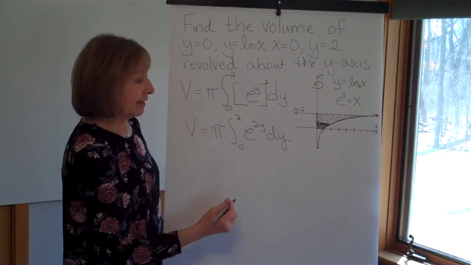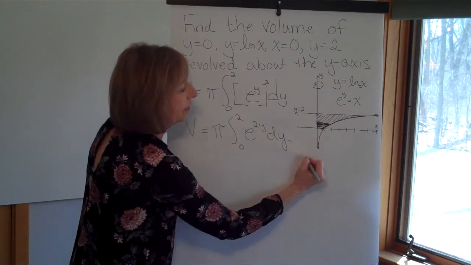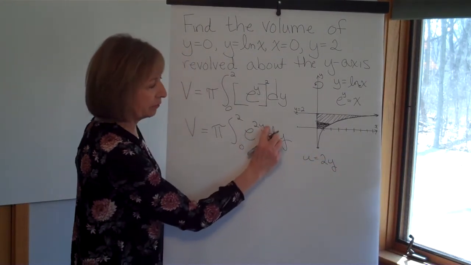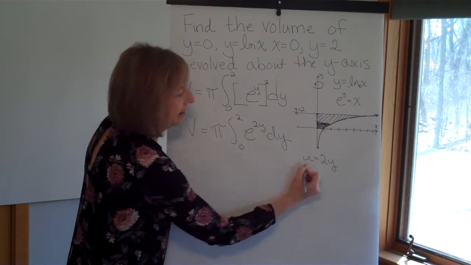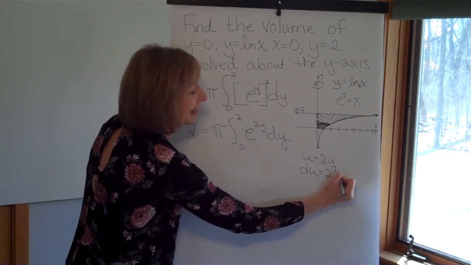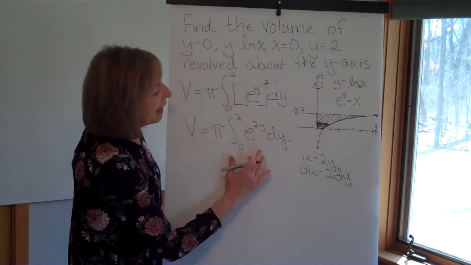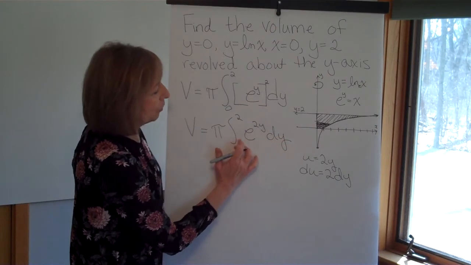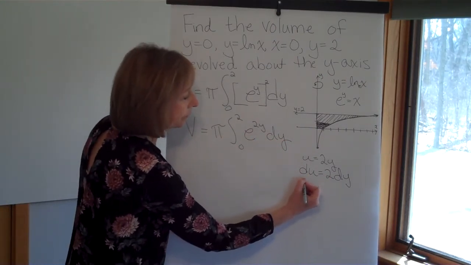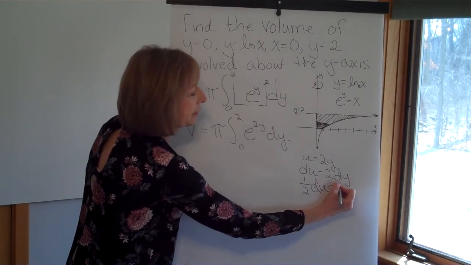Now to integrate this, I need to do a u substitution. So if u is equal to 2y, then du is equal to 2 dy. And I have my dy, but there's no coefficient of 2 here. So I'm going to divide both sides by 2. So 1/2 du is the replacement for dy.